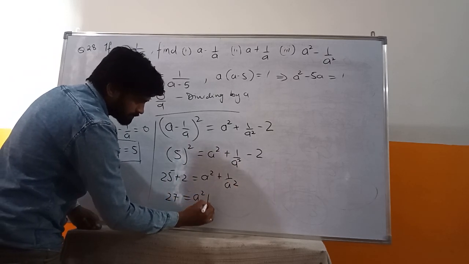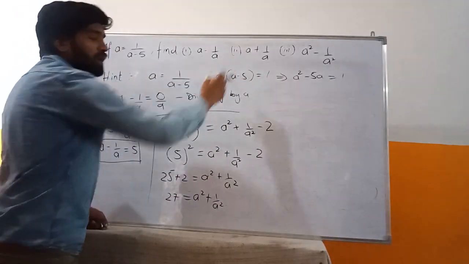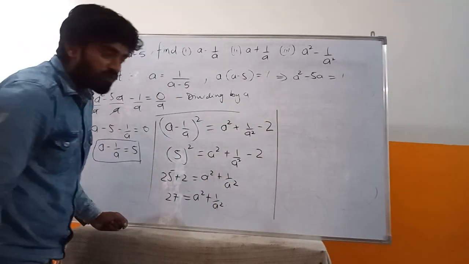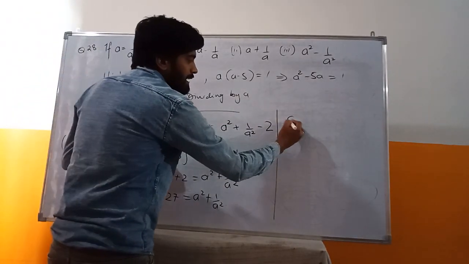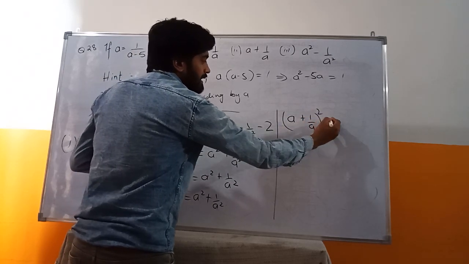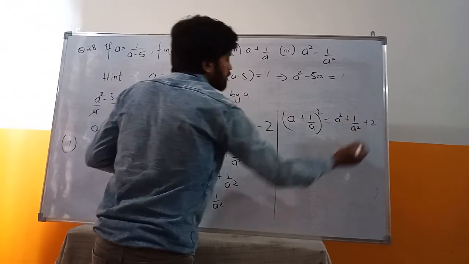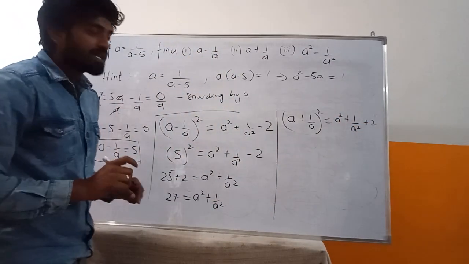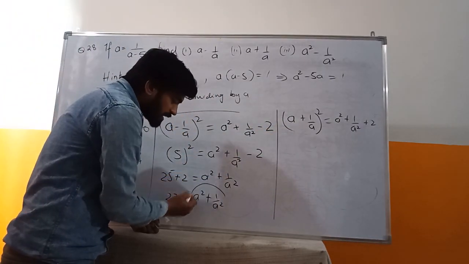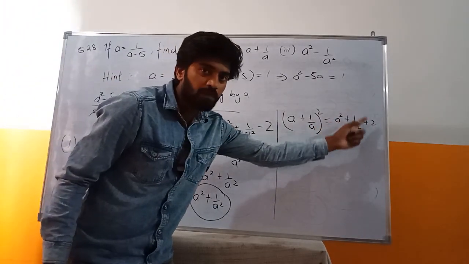But I still didn't get the value of this. How to get the value of that? So I'm again going to use a different formula. What is the different formula I'm going to use? I'm going to apply the a plus 1 upon a formula, that is a square plus 1 upon a square plus 2. Again, if you go to the very first page of this chapter, you're going to find this formula also. Through this formula, I was able to find the value of this. Now this value, I'm going to put over here. Can you see this part?